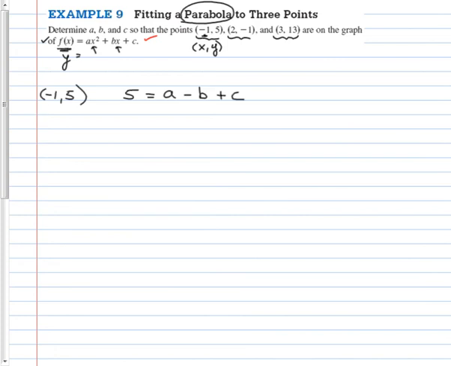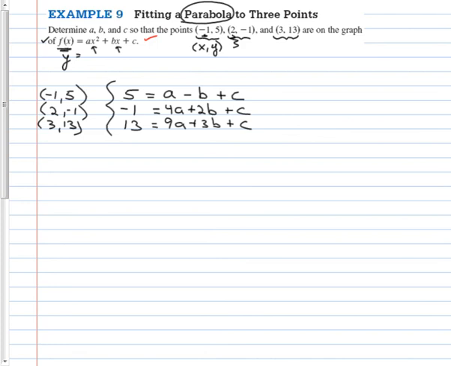And then we're going to use our next point, the point 2, -1. Well, -1 is our answer when I put a 2 in the x spot. 2 squared is 4, 4a, plus 2b, plus c. And then the last one, 3, 13. We know 13 is the answer when I put a 3 in the x spot. 3 squared, 9. 9a plus 3b plus c. That is a system of 3 equations and 3 unknowns.